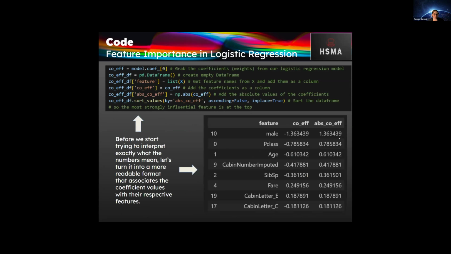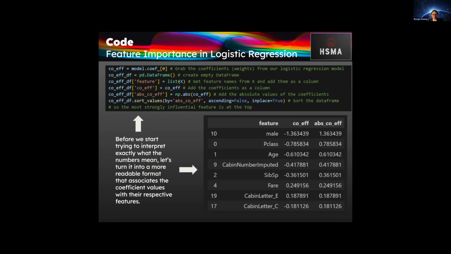Now, before we start trying to interpret what each of these numbers mean, let's actually just turn this data into a slightly more readable format that associates the coefficient values with their respective features. So what we've done here, we've grabbed the coefficients like we did on the previous page and saved this into a variable called coef. We've then created an empty data frame. We create a column called feature. Now this is just taking the names of the features from our X data frame, and that's what we get here, male, P-class, age, etc. It's just taking the column names out of this.